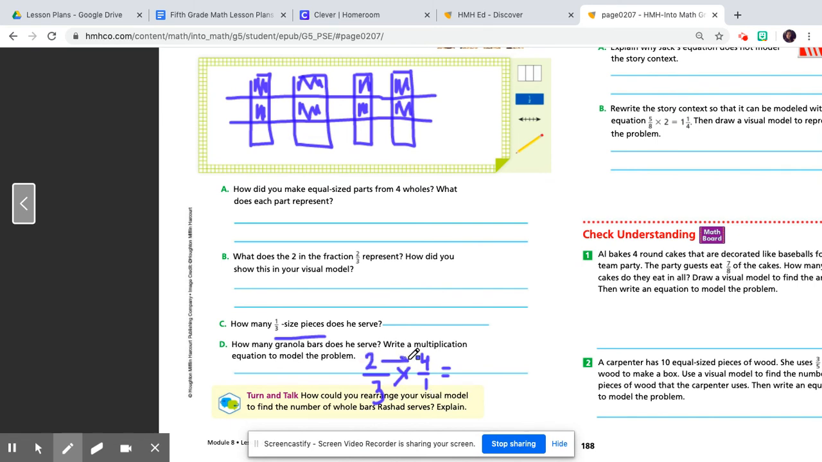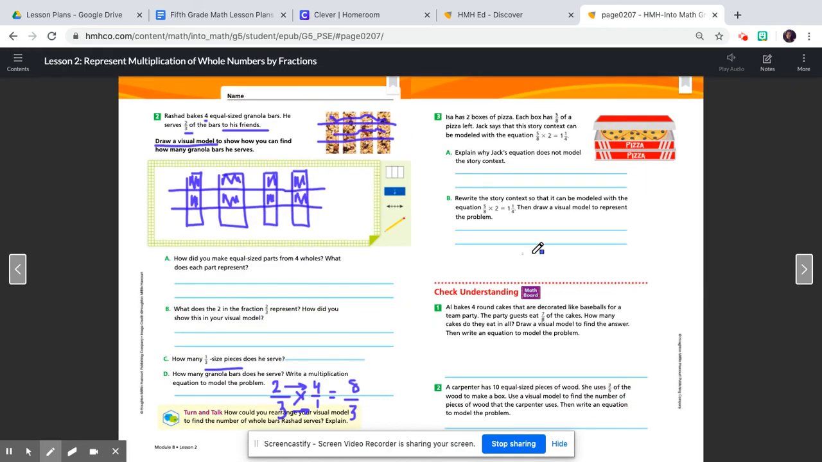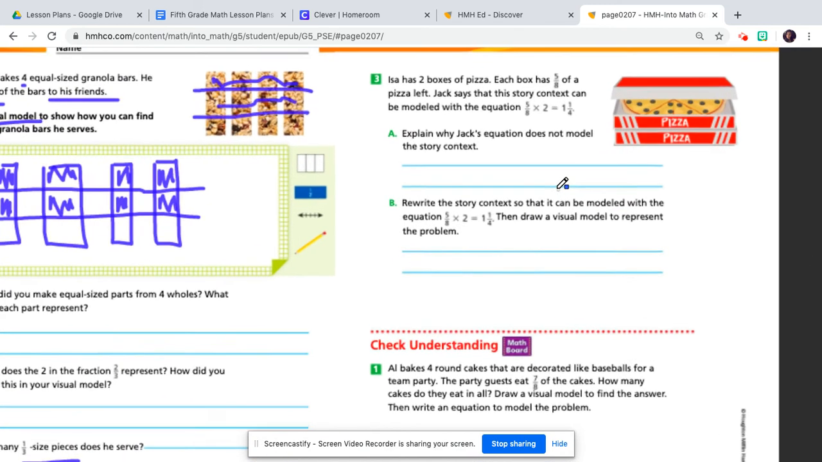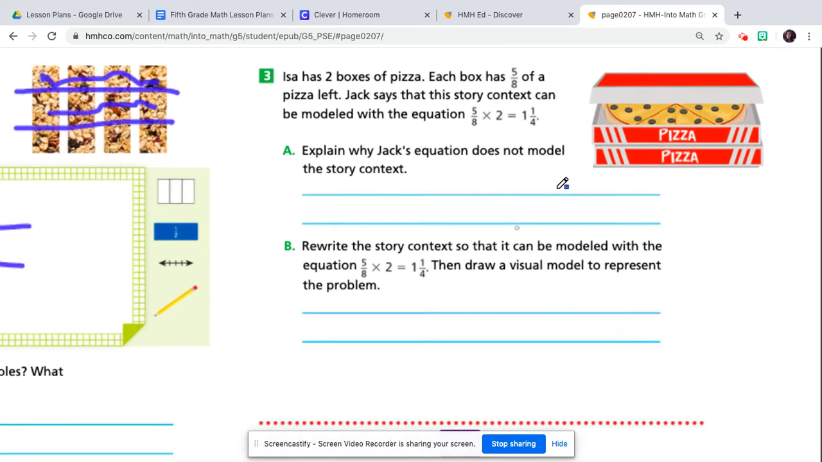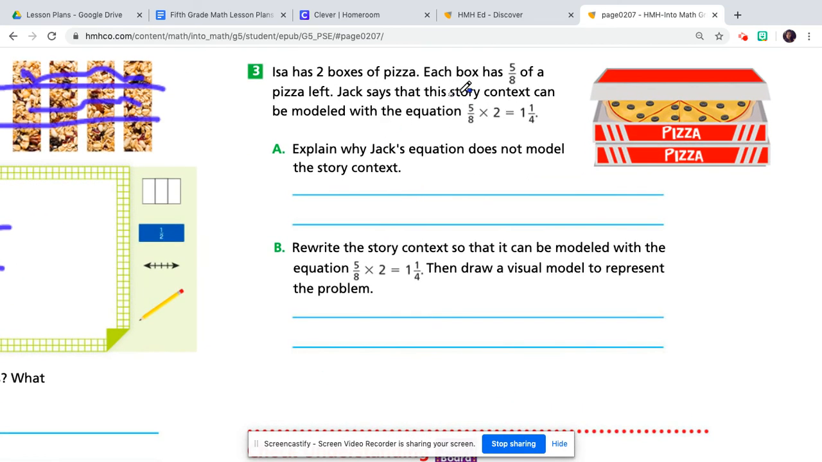So 2 times 4, that's 8. Simple. 3 times 1, that's 3. So how many granola bars does he serve? He served 8 thirds. Okay, you should be getting that. Go ahead and try to do number 3 on the next page on your own. It's very similar in the way that it's kind of done some of the work for you.